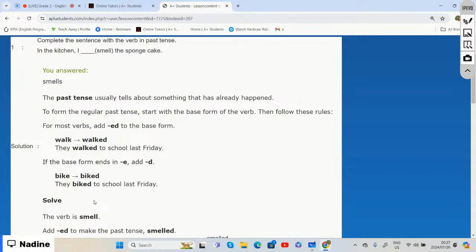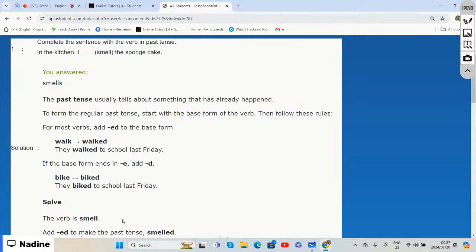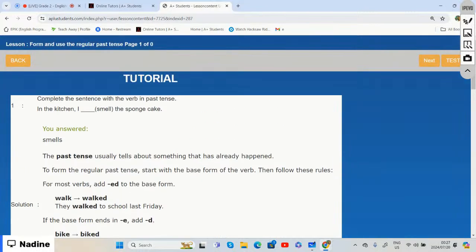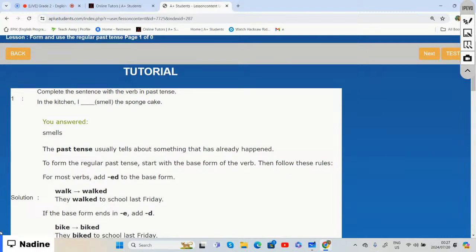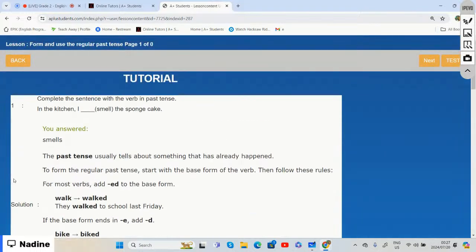All right, so now let's first do our activity and then we're going to our test. It says, in the kitchen, I smell the sponge cake. We need to change the word in bracket to our regular past tense. Remember, keeping in mind, smell is our base form.